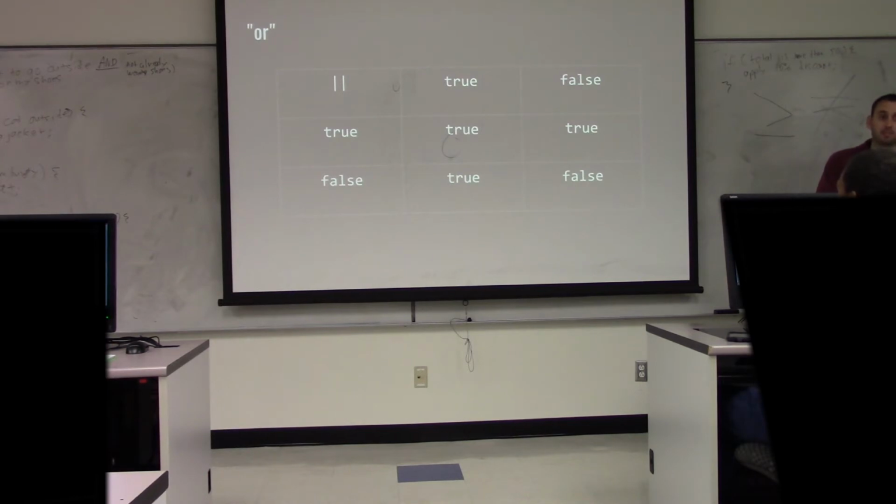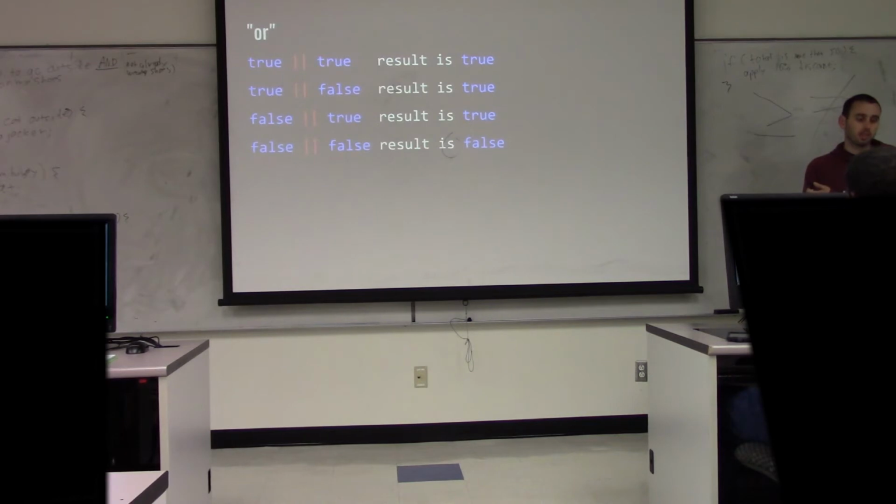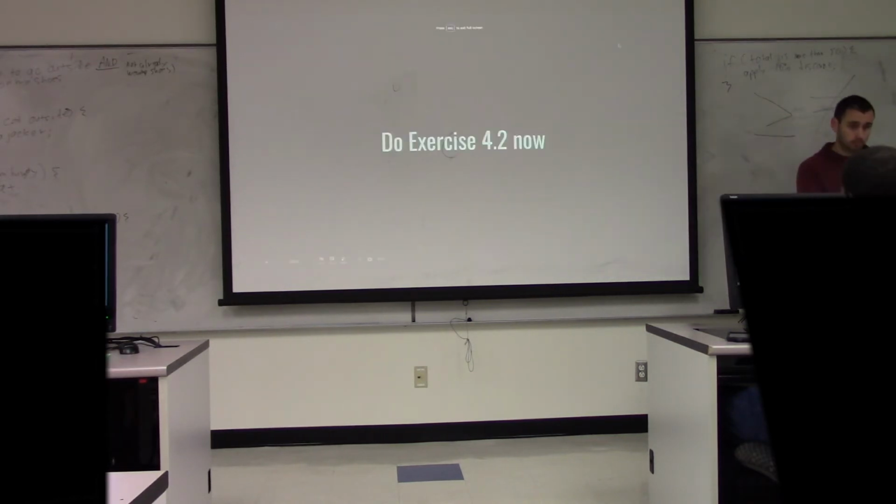False or false is false. So if both of them are false, the whole thing is false. So you only need one of them to be true. You can look at the results again the same way. True or anything is true. False and anything is false.